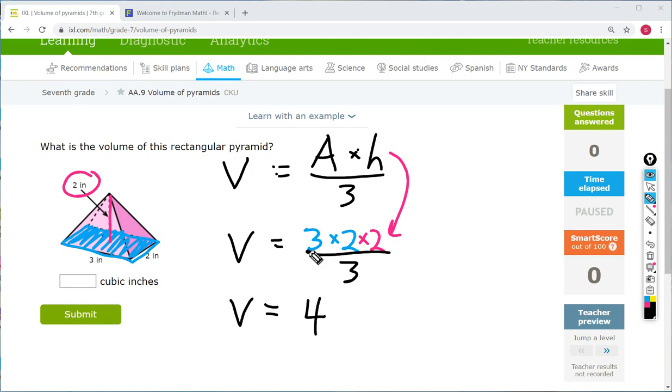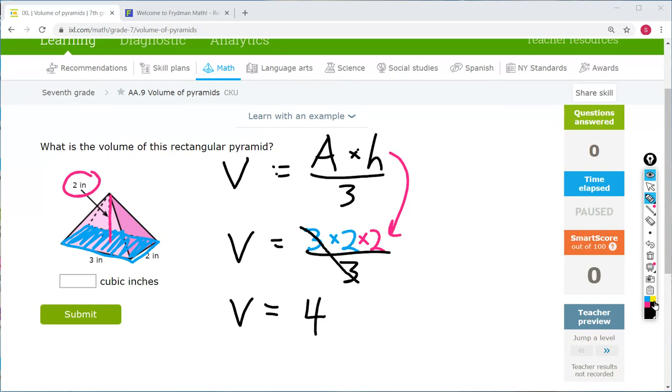You also could have figured that out by just canceling these 3's here, and then you see 2 times 2 is 4. So that happened to work in this example. You're not always going to have a 3 in the numerator, so you can't always use that trick.